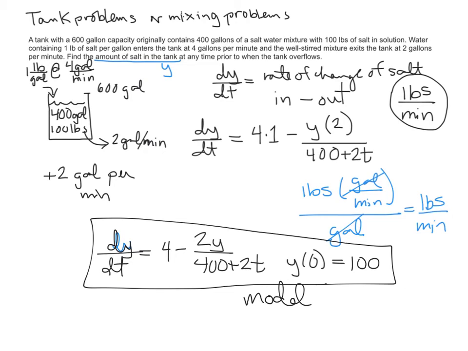Now we haven't answered the question yet. We haven't found the amount of salt in the tank at any time. All we've done is find the model for it. All right, so now let me see if I can remember this, because I'm going to open up a new slide. Okay. So that was dy/dt is equal to (4 minus 2y) all over (400 plus 2t), where y of 0 is equal to 100. And hopefully I wrote that down right.